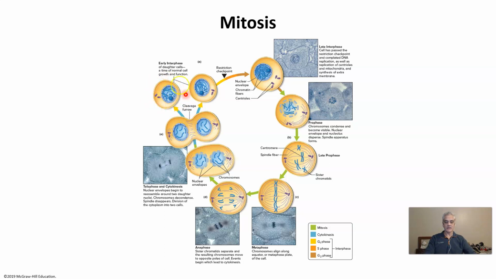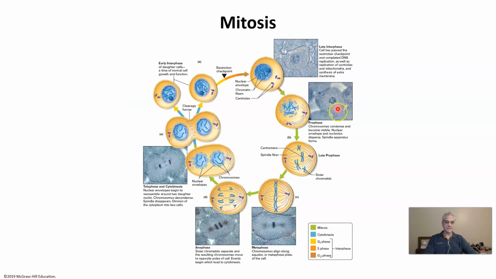And now, here we are. We're back in interphase again, early interphase. Round and round to go. If it's a skin cell, it goes immediately into this and starts doing this all over again. If it's a nerve cell, it'll be a nerve cell forever. It really won't divide. Nerve cells typically don't divide.